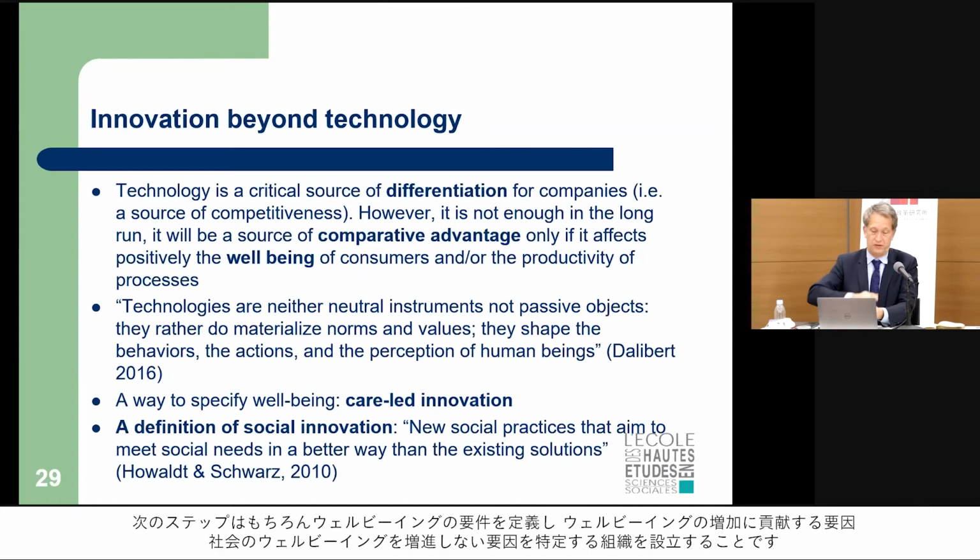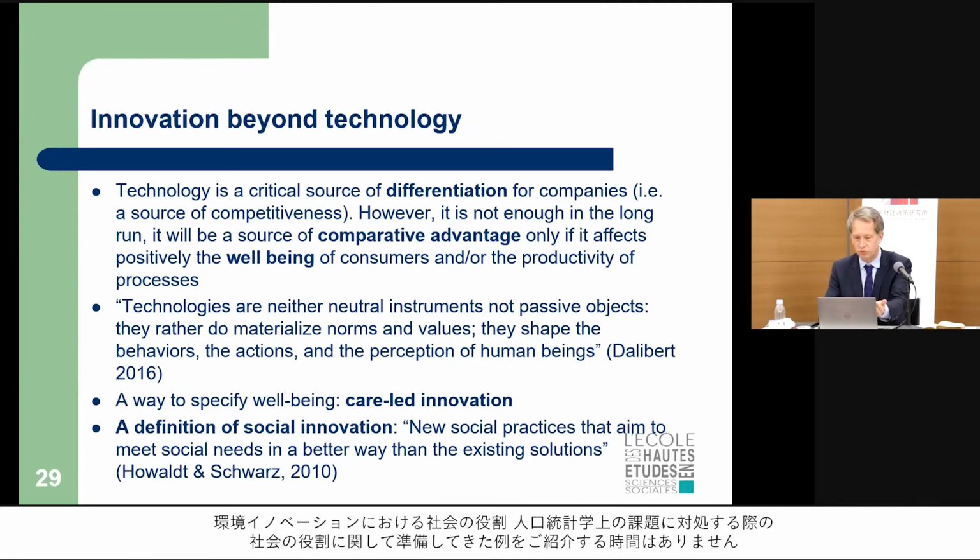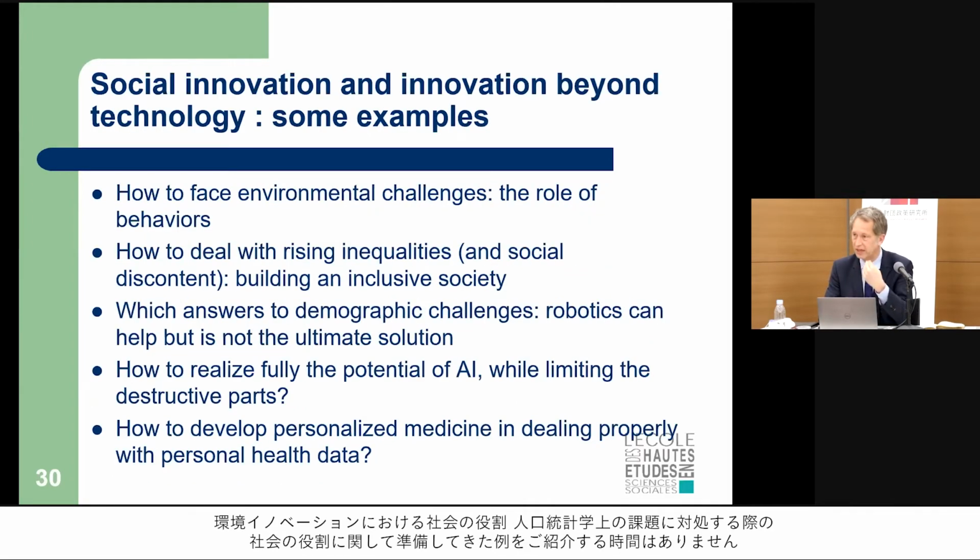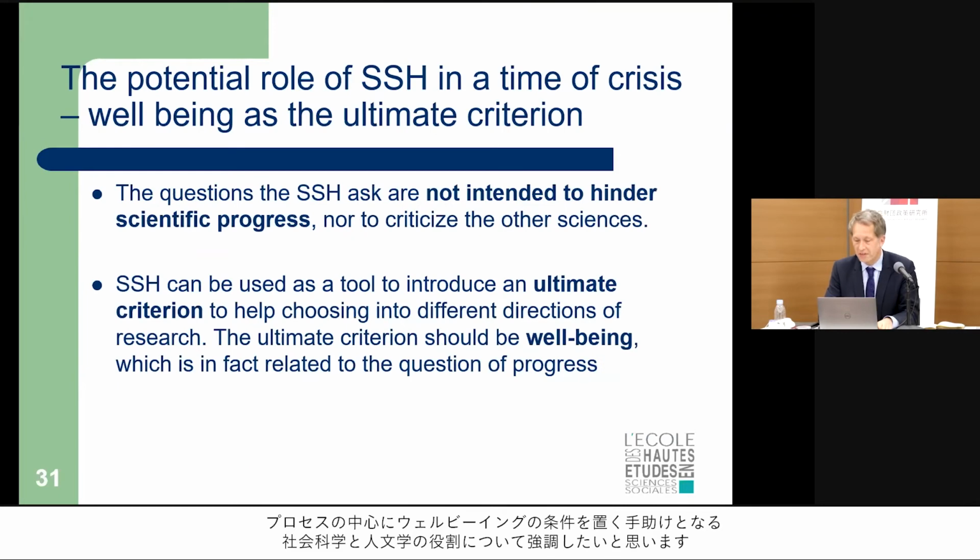of well-being. The next step is, of course, to define the criteria of well-being and to set up maybe some institution to identify what contributes to increasing well-being and what is not increasing social well-being. I will not have time to develop the example I prepared regarding the role of society in environmental innovation, and the role of society in dealing with demographic challenges. I want to emphasize the role of social sciences and humanities in helping us put the criterion of well-being at the center of the process.